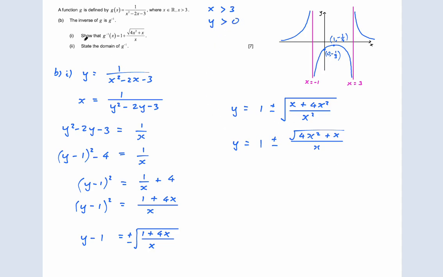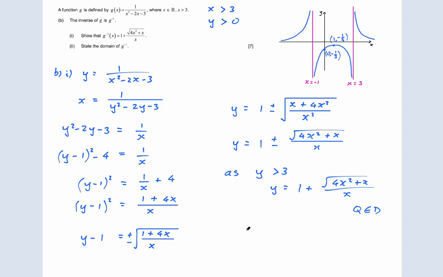So that's actually going to help me answer part ii nice and easily. The domain is going to be x is greater than 0. So I'm going to say here, as y has to be bigger than 3, y is equal to 1 plus, that's the whole point of this. I'm going to get rid of this minus. 1 plus the square root of 4x squared plus x over x, which is what he asked to be shown. So I'm going to do QED.